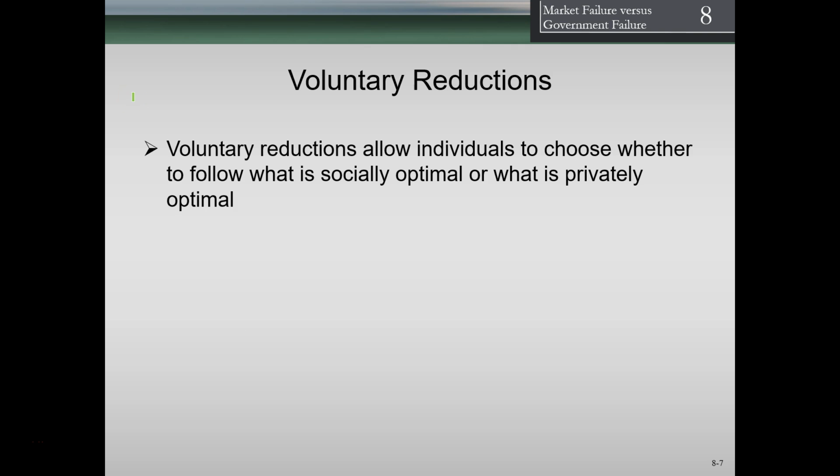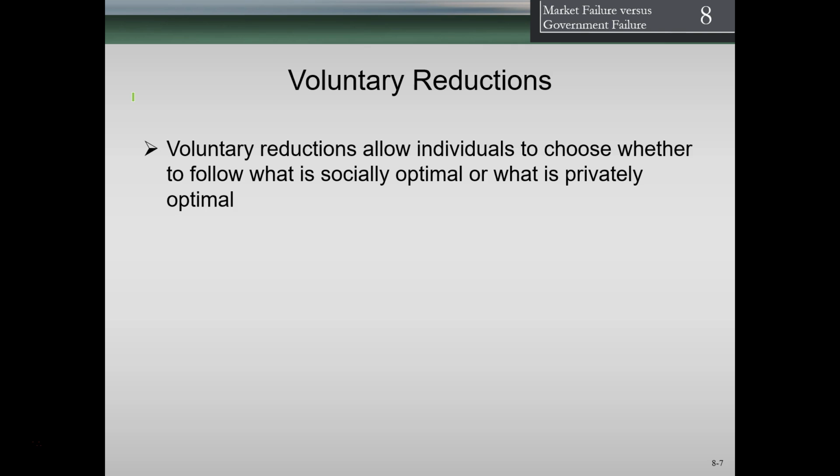Voluntary reductions is another option. Voluntary reductions allow individuals to choose whether to follow what is socially optimal or what is privately optimal. So we could, as the government, go in and say, hey, there is this externality problem. We want you to be aware of it, and we advise you to do things that are more socially optimal. For example, in California, oftentimes there are droughts, and the government will tell us, hey, there's a drought, it would be optimal for everybody to conserve water as much as possible. Now, most people are willing to do that. Everybody wants to help out and chip in.